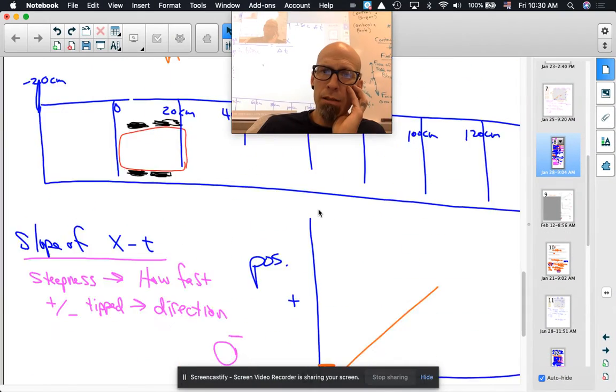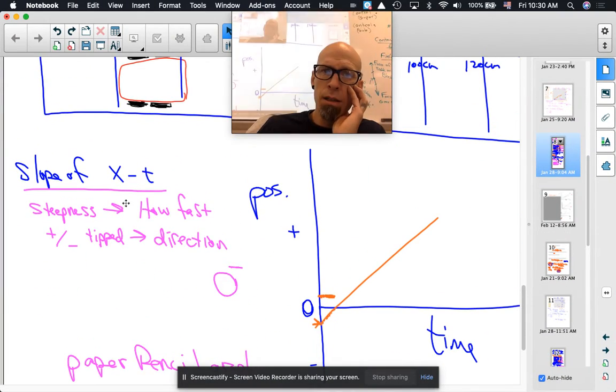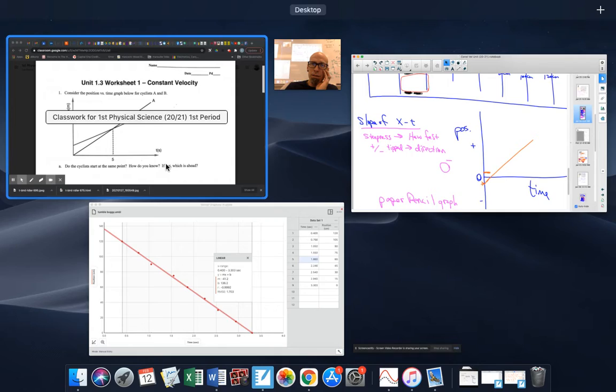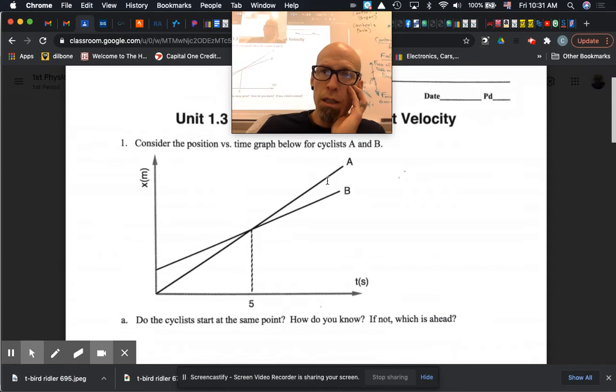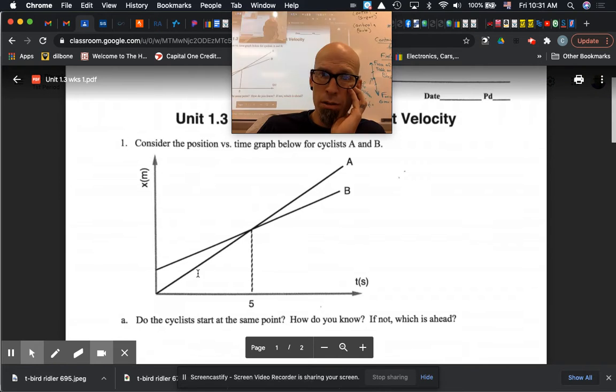What did we say tells us how fast something is? The how fast part is steepness. The steepness is the how fast. So if we look back at this, which line is steeper? A's line is steeper. The whole time, A's line is steeper.